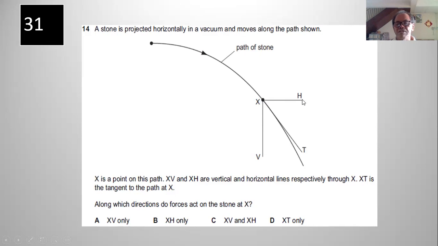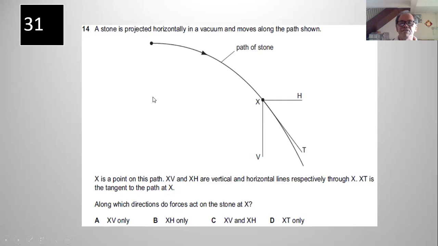Horizontal component doesn't change, vertical one becomes longer. We are looking at velocity, that's the resultant velocity along T. But we are interested in which direction do the forces act on the stone at X. Okay. Remember, it's vacuum, no air resistance.